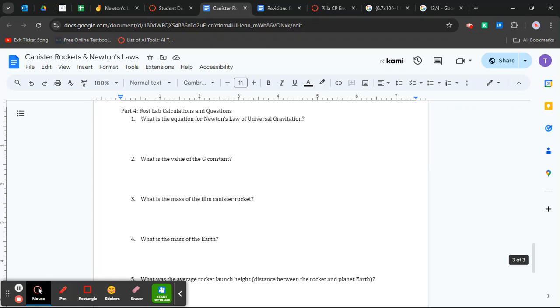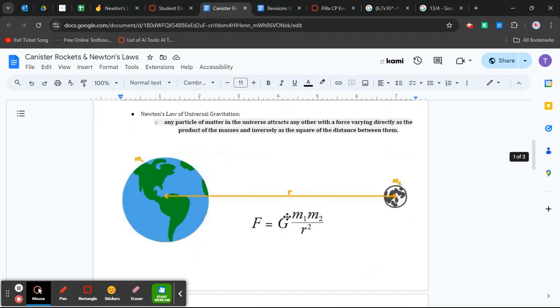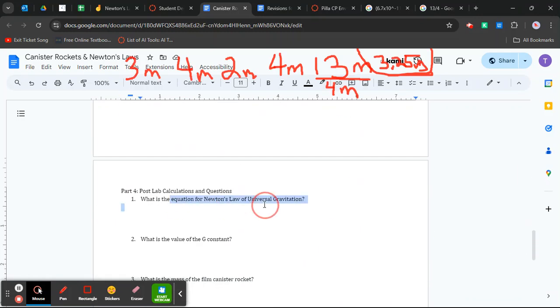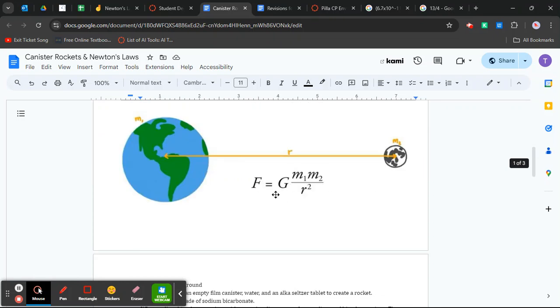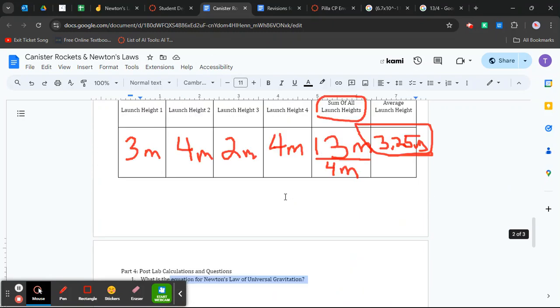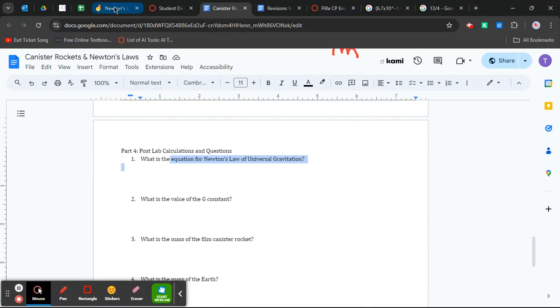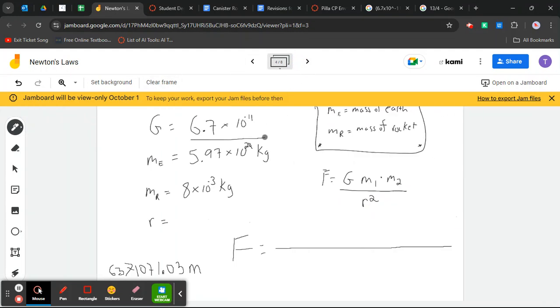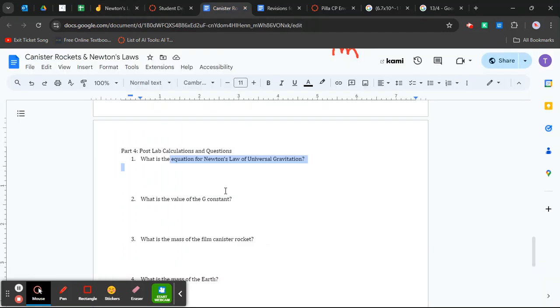What this next part, part 4, does is it wants you to write out all of the components of this equation. The first question says, what is the equation? Well, it's right here. You can pause this video and write that down. I'm not going to write it down just to save time. Then it says, what is the value of g? The g constant is always the same. It is 6.7 times 10 to the negative 11. Okay, so write that down. You can pause the video.